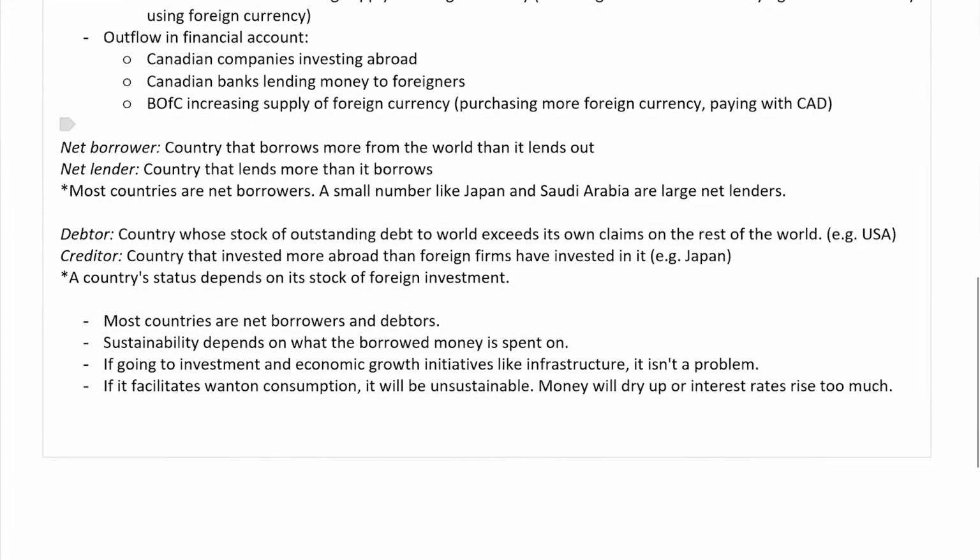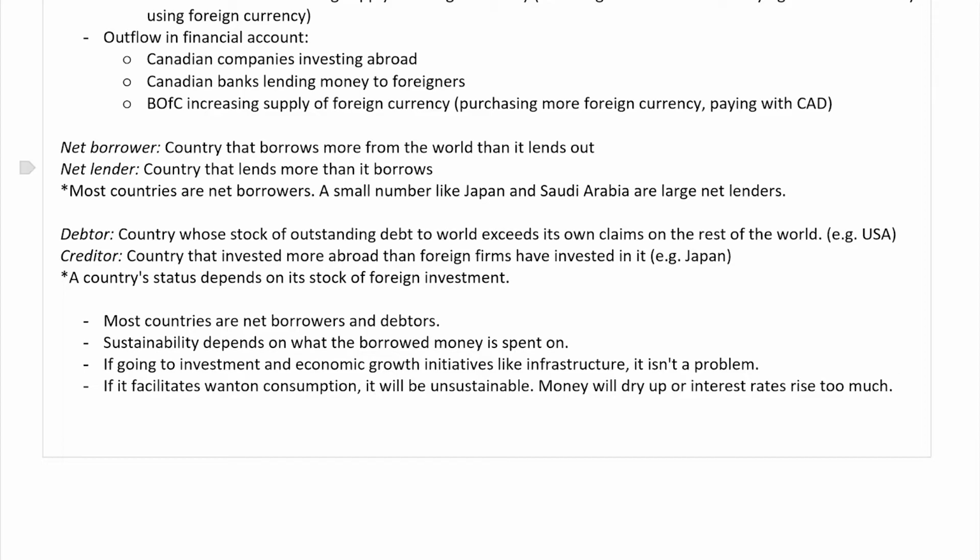And finally, some terminology: net borrowers, net lenders, debtors, and creditors. A net borrower is a country that borrows more from the rest of the world than it lends out. A net lender is a country that lends more to the rest of the world than it borrows. Most countries are net borrowers. A small number, like Japan and Saudi Arabia, are net lenders.